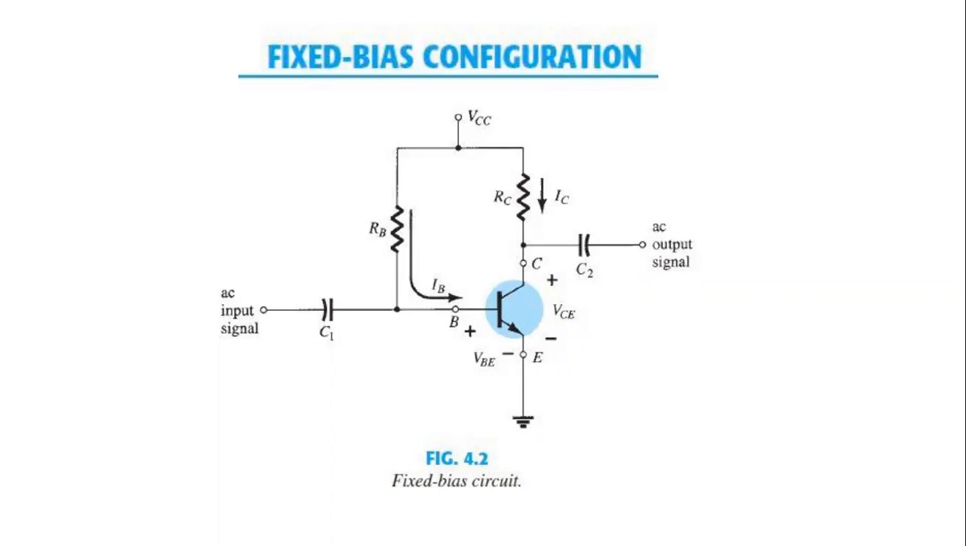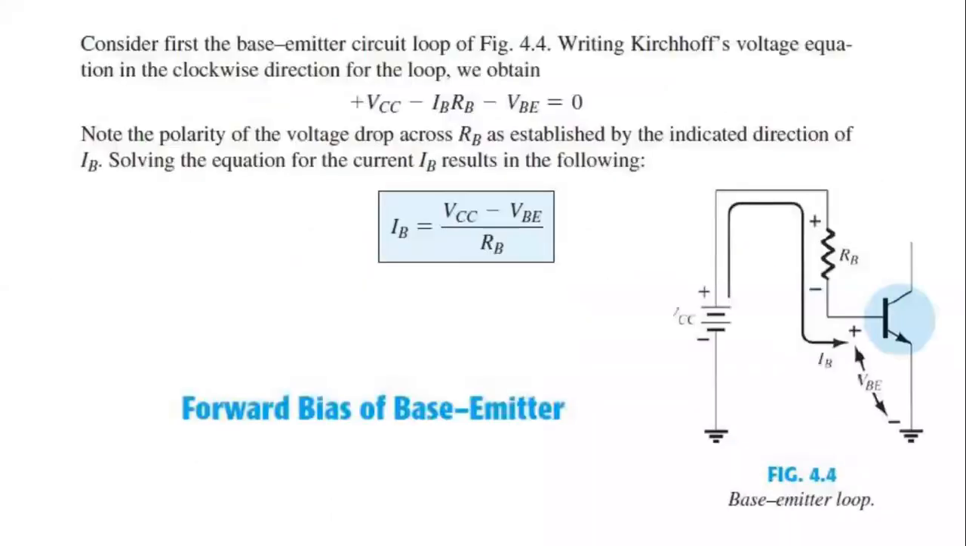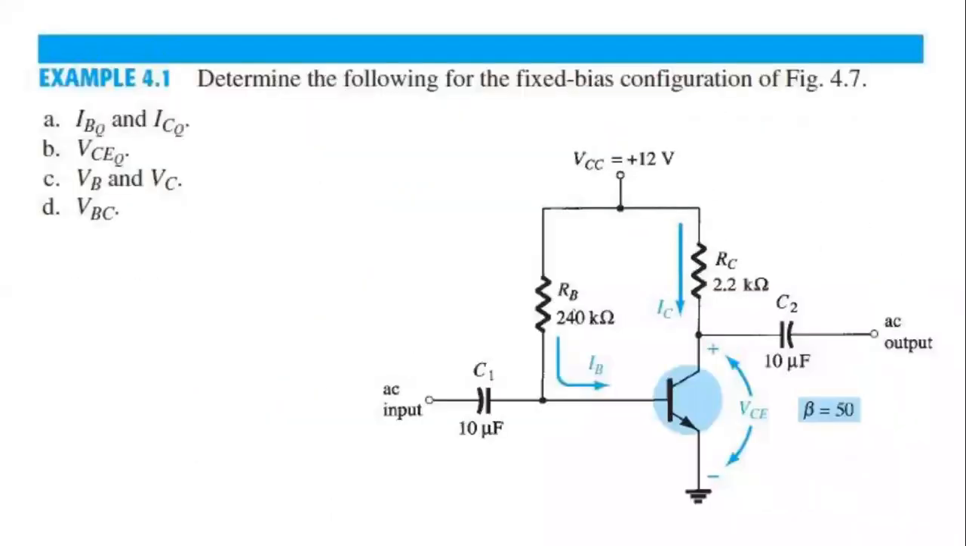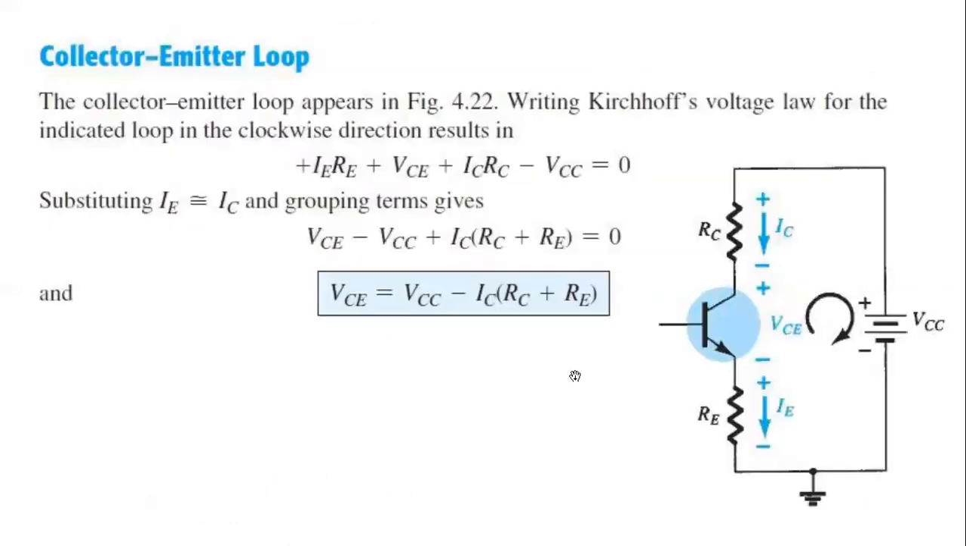This was the fixed bias configuration. We showed how it works, then we had an example of the fixed bias configuration. Then the emitter bias configuration, which we discussed in the last class. There is only one change, that is the resistance is available on the emitter side. We also discussed how it is solved.